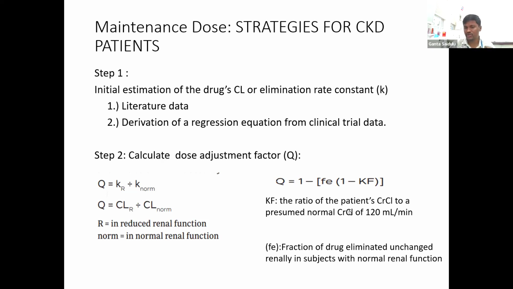And Kf is the ratio of the patient's creatinine clearance to the normal clearance. If the patient has AKI or CKD, first calculate the patient's creatinine clearance, then divide it by the normal clearance. Suppose you have calculated the patient's creatinine clearance as around 60, then your Kf is 60 by 120, which means 0.5. Then you find the Fe value from the literature, which may be 0.97 or 0.75, and apply it in 1 minus Fe into 1 minus Kf. Then you will get the dose adjustment factor. So this is step 2, the dose adjustment factor, and we can use this value in the next steps.